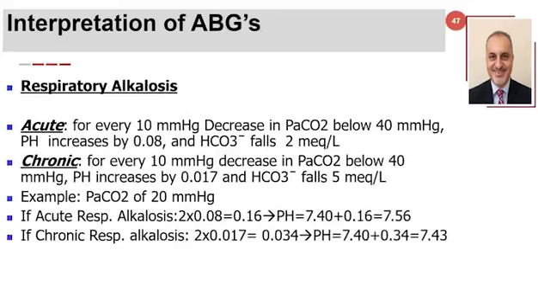In respiratory alkalosis, the acute change is exactly the same, except that it goes in the opposite direction. For every 10 millimeter decrease in PCO2 below 40, the pH will increase by 0.08. For the chronic, the change is a little bit less, 0.017. So for instance, if somebody's PCO2 is 20, if this is acute, then you expect the pH to be 7.56. If this is chronic, you expect the pH to be 7.43. I am sorry I have to go very fast, but this is a lecture.